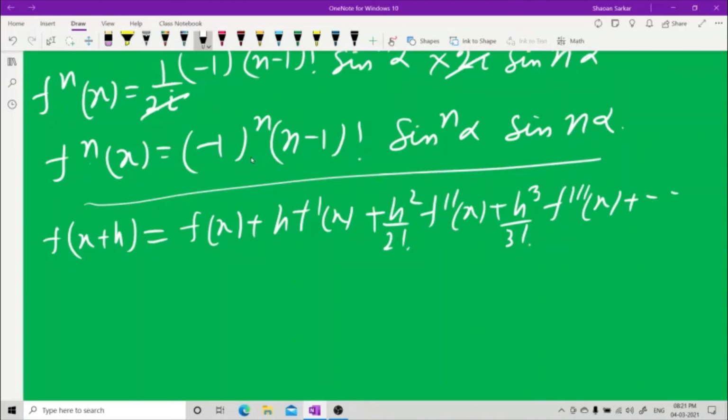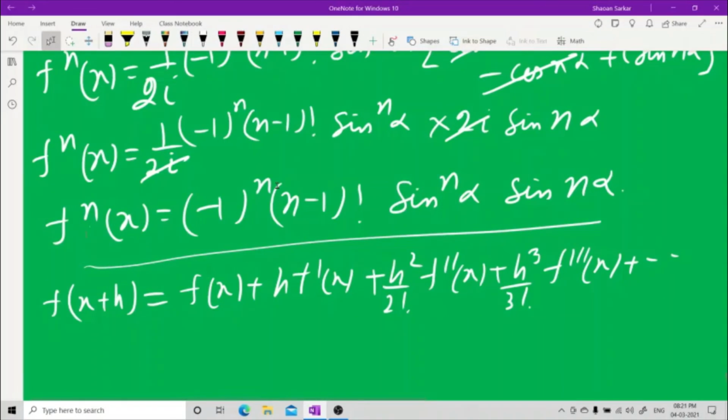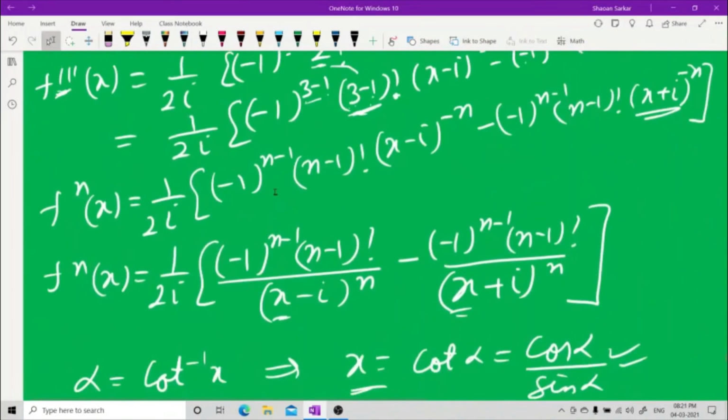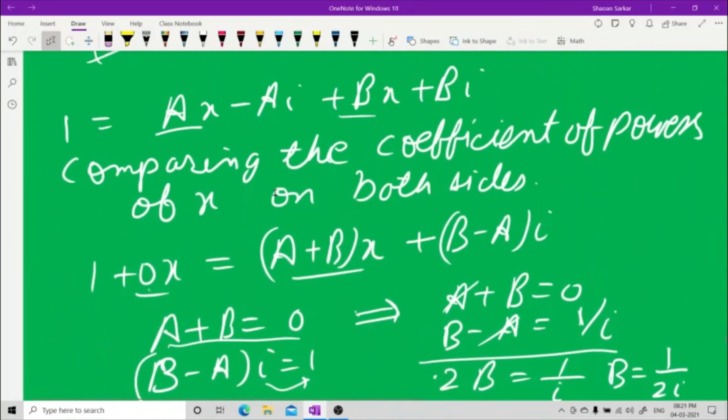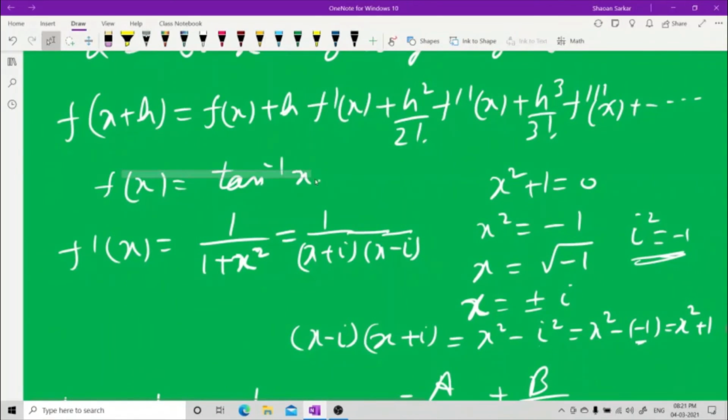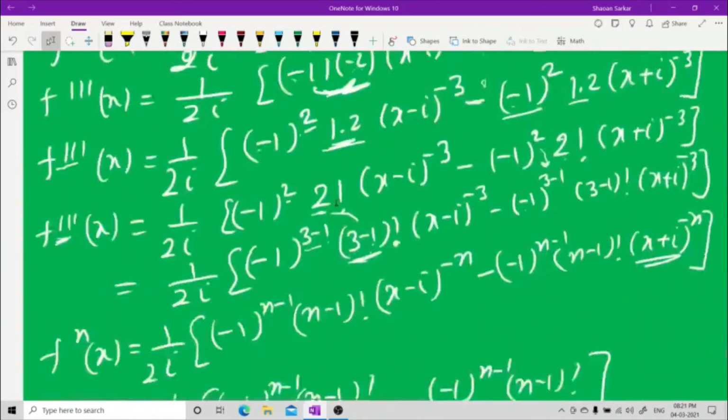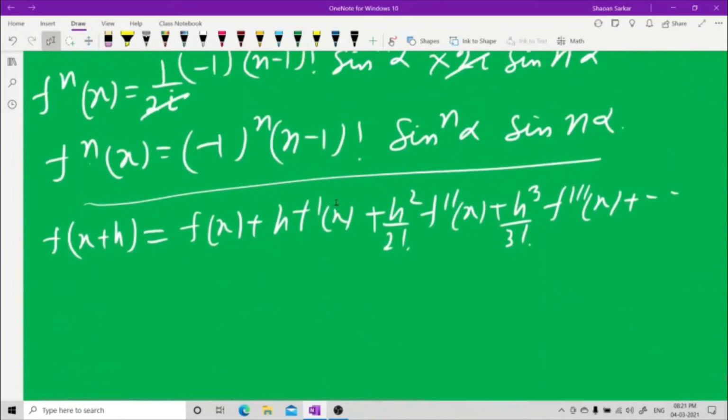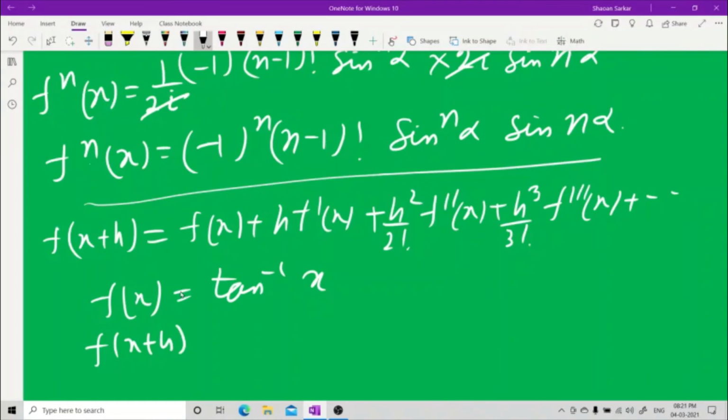See, the first derivative. What is f(x)? f(x) is this, tan inverse x. That's all. This I wanted to see. Rest all we can do from here. Here we have the formula f(x+h), that is tan inverse of x plus h. Wait a minute, I'll show you. See, what is f(x) given? Tan inverse x. So f(x+h) will be tan inverse of x plus h.